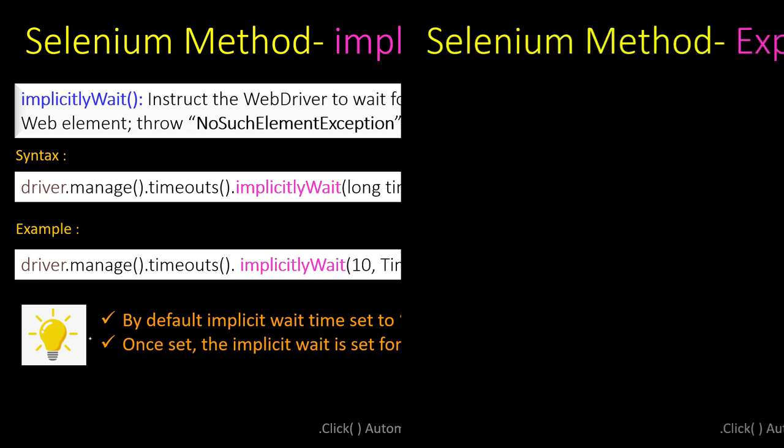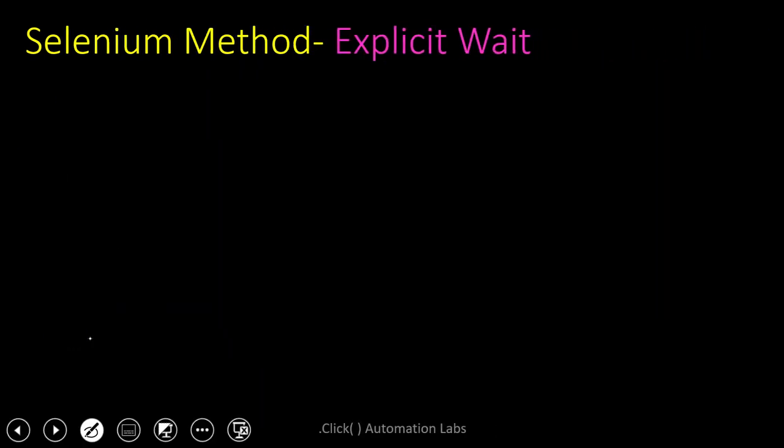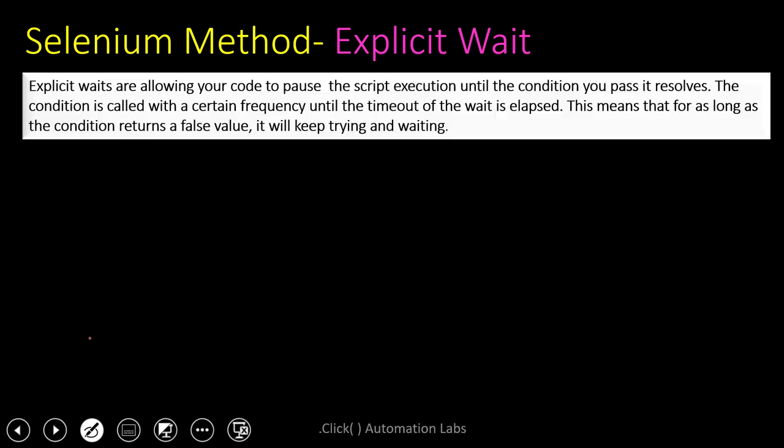So let's move on to the next topic, explicit wait. Right, we have a page, we have page load strategy, we have page load timeout, and we have waits for specific elements. Then why do we need another wait? So let us look at it.